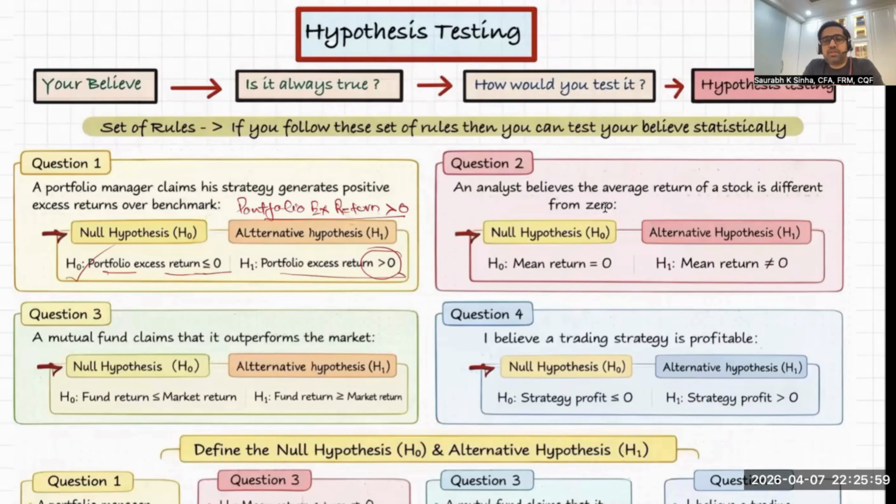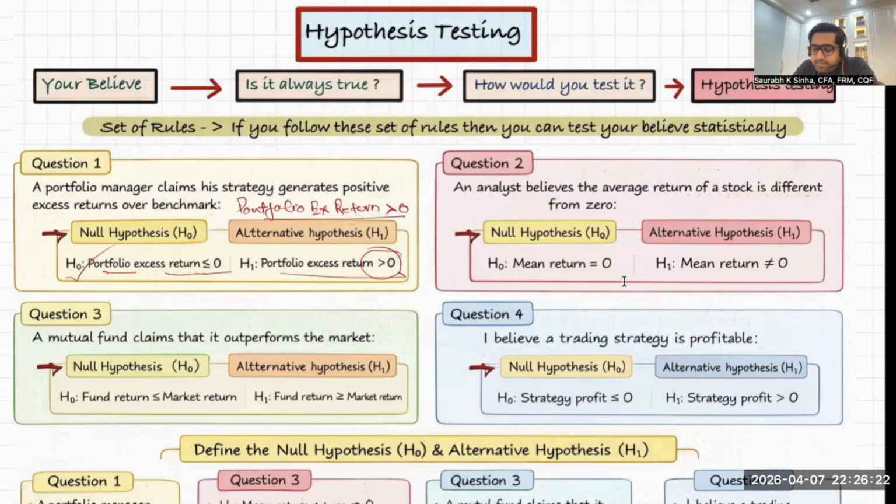Simple. First, try to find out what is the claim, what is the new claim, what is the new hypothesis, what is the new belief, and that becomes the alternate hypothesis. Whatever the alternate hypothesis will be, the contradictory statement is going to be the null hypothesis. Let's see question number two.